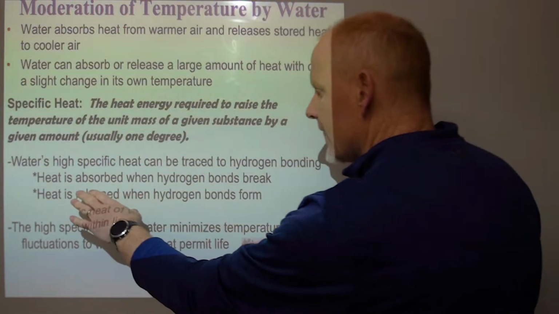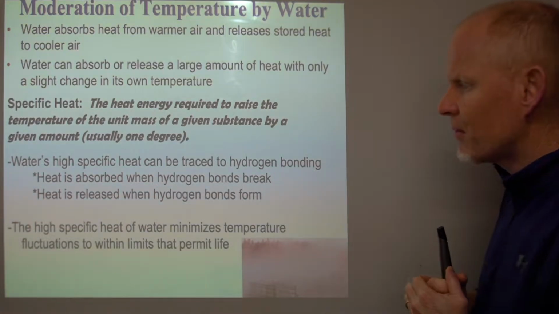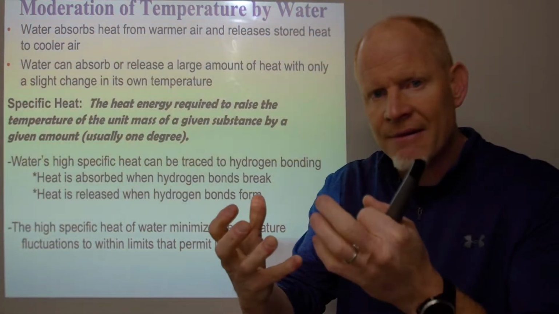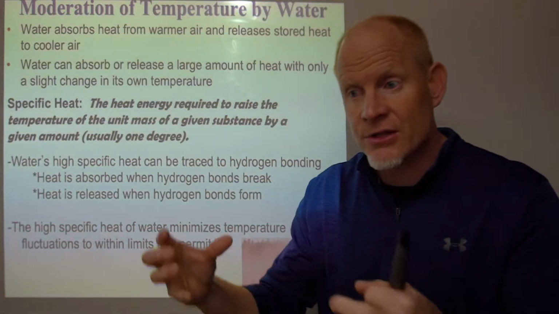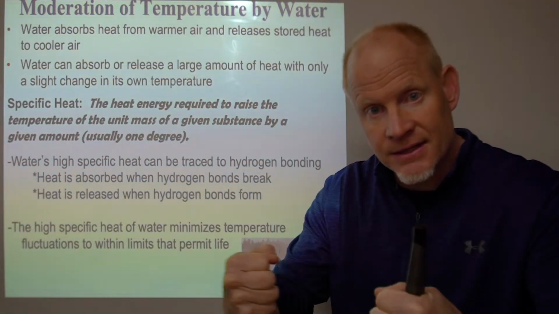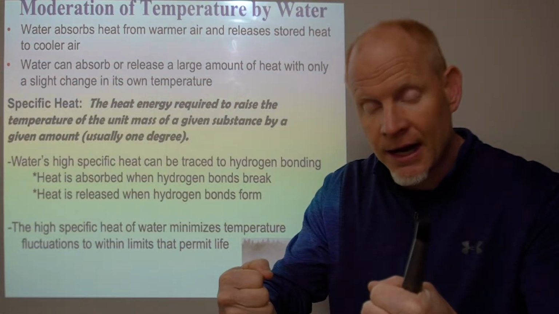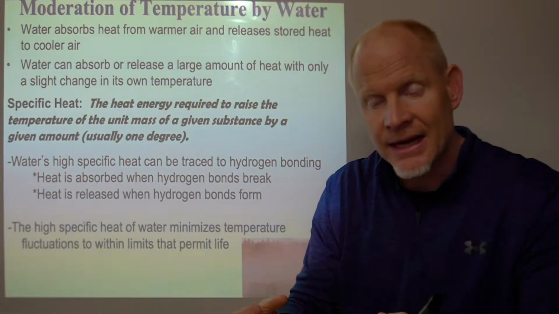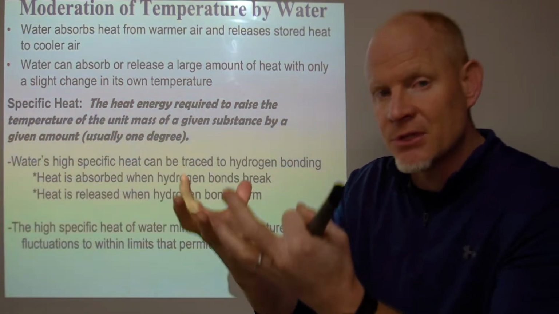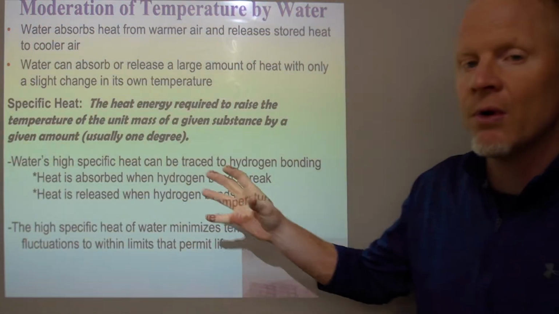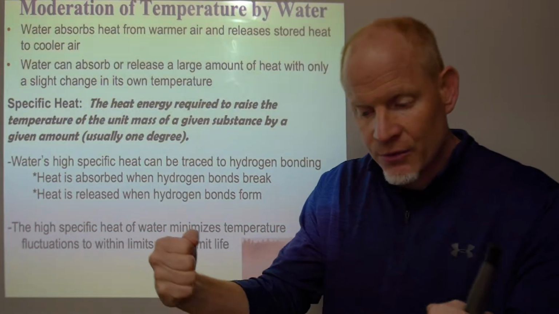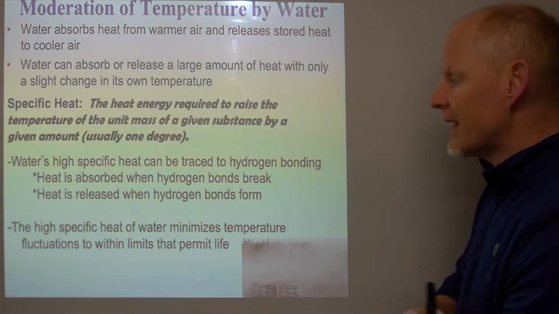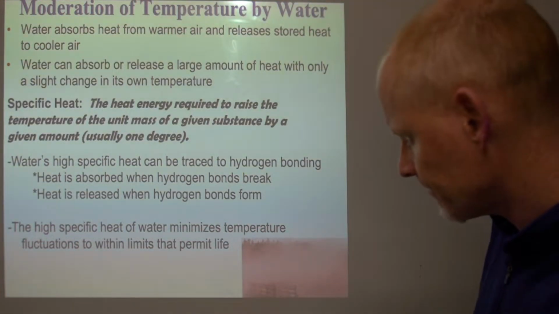So heat is absorbed when hydrogen bonds break, right? And heat is released when hydrogen bonds reform. Since you have trillions of these hydrogen bonds, as heat comes in, you break some of the water molecules' hydrogen bonds, and they start moving around faster, which breaks other ones. But as the heat comes in and starts breaking these bonds, it's absorbed, right? And then as the water cools, you reform the hydrogen bonds, and you have to release that energy as heat. So that's where high specific heat comes from.